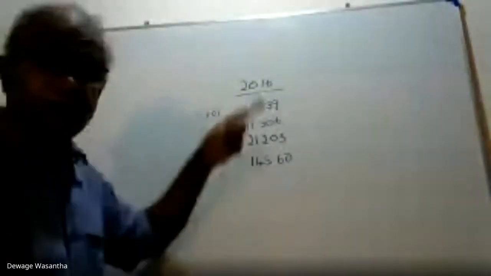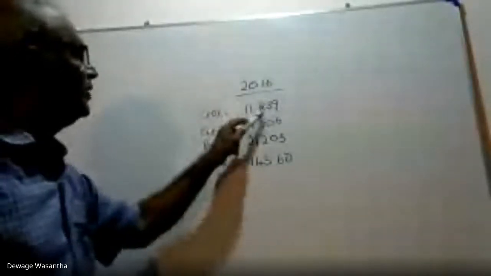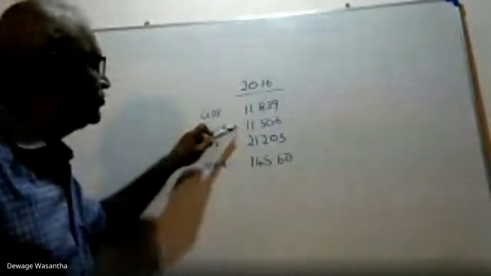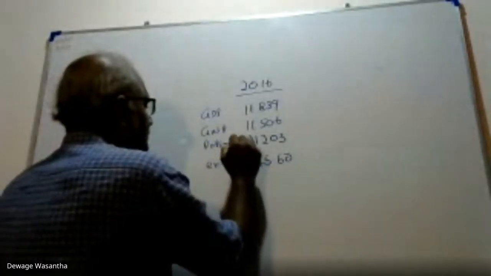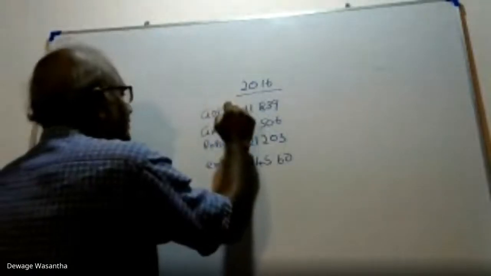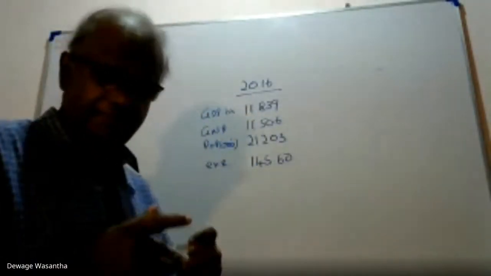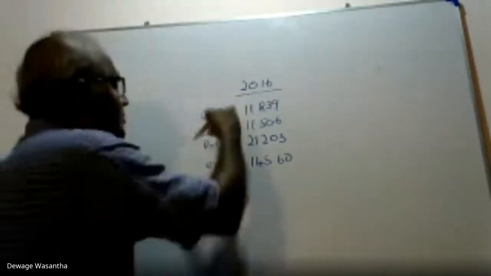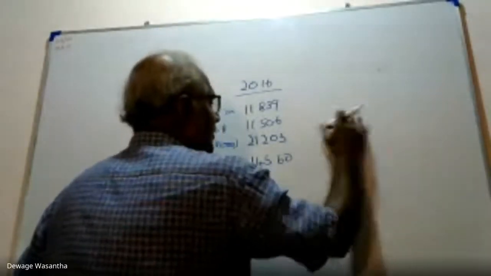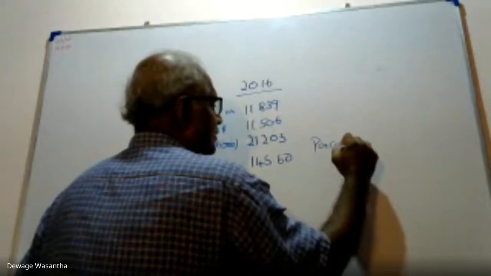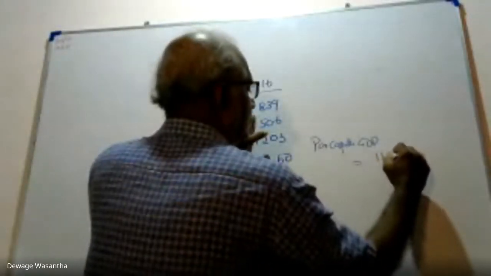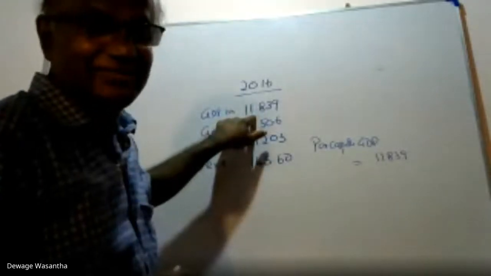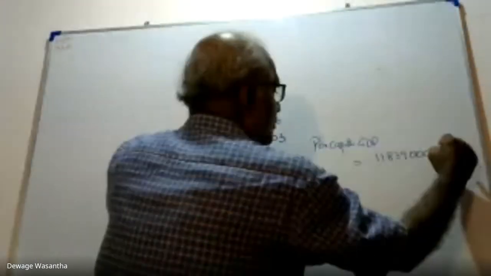Now these are the numbers for 2016 from the presentation. GDP 11,839 in 2016, 11,506 GNP, population 21,203 thousands. The population is in thousands, and the GDP is in billions. Now we have to do some unit change. Now we have to calculate per capita GDP, which equals GDP 11,839. But this is in billions. You have to make it millions. You put 3 zeros. This is in millions.